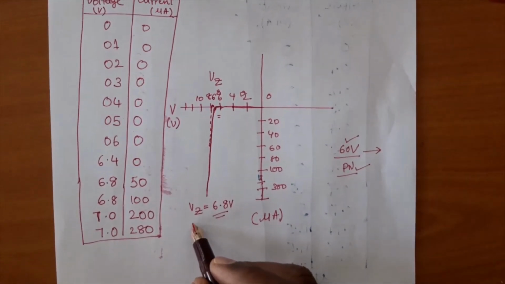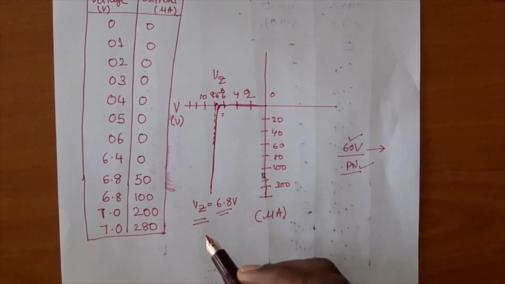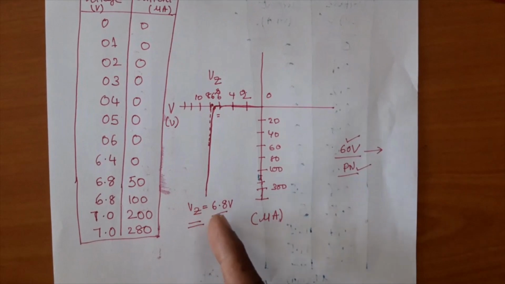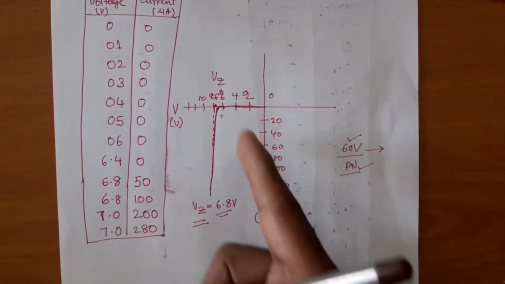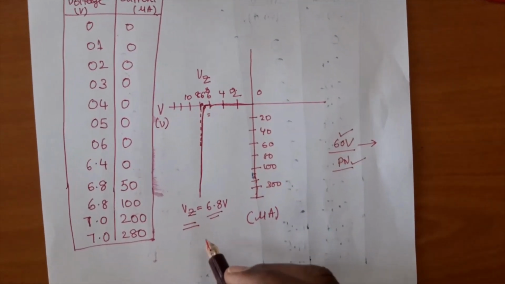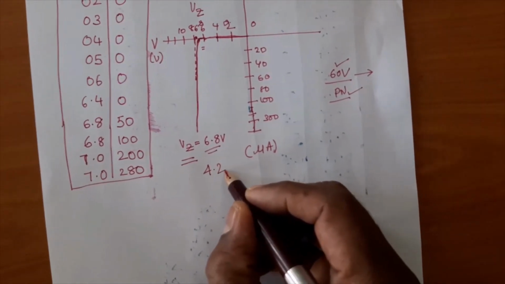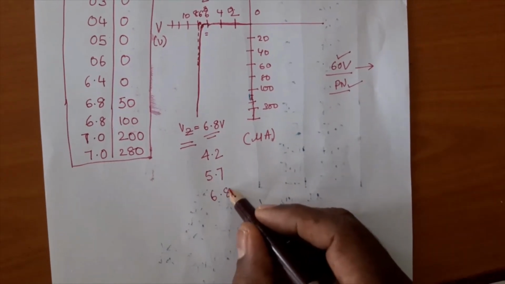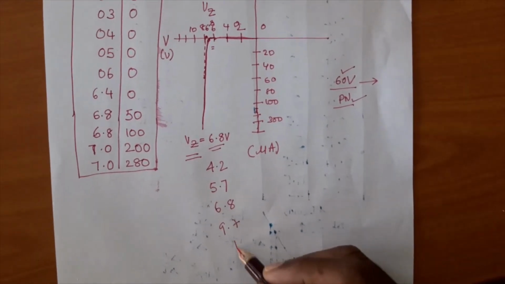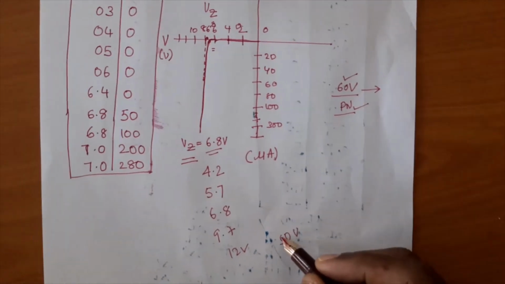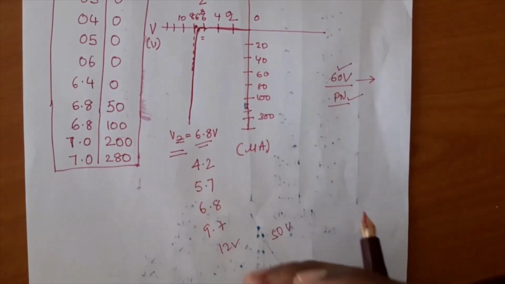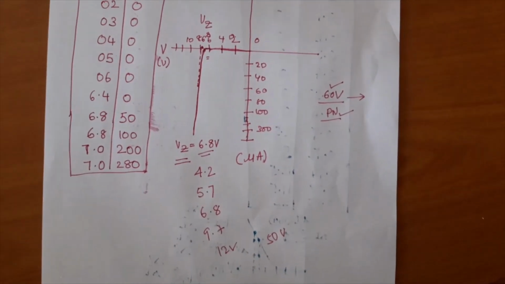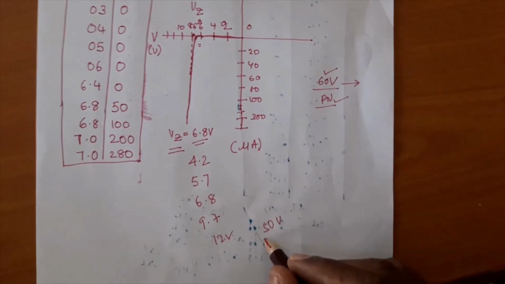But in the case of a Zener diode, it is reversible, and you need to use a Zener diode under reverse bias in the breakdown region only. And Zener diodes are available with different values like 4.2 Zener breakdown, 5.7, 6.8, 9.7, 12 volts, even 50 volts and higher values also. But these values are given by the manufacturer, and you have to see the number of the Zener diode and find out the corresponding breakdown voltage.